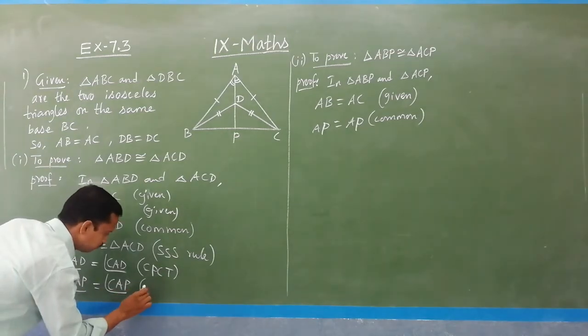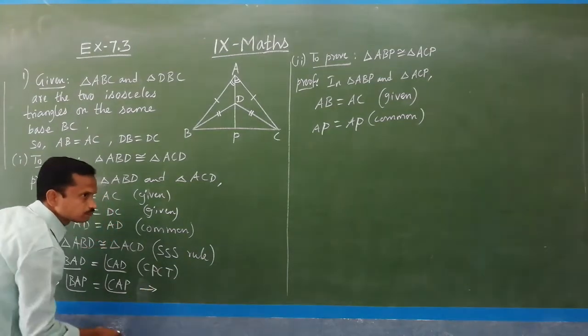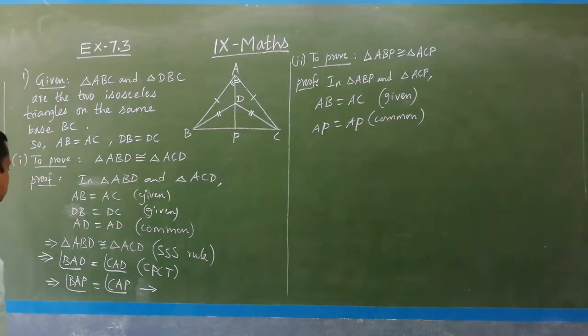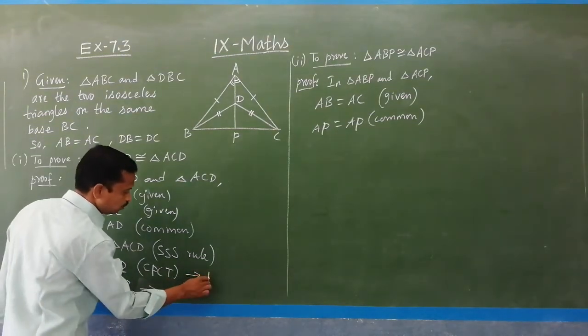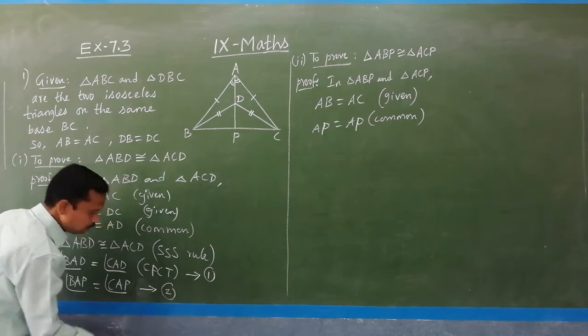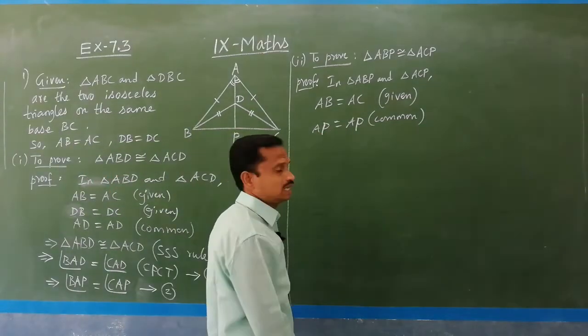So, we can name this as equation number 1 and this as equation number 2. And now let us come to the second part, the second proof.